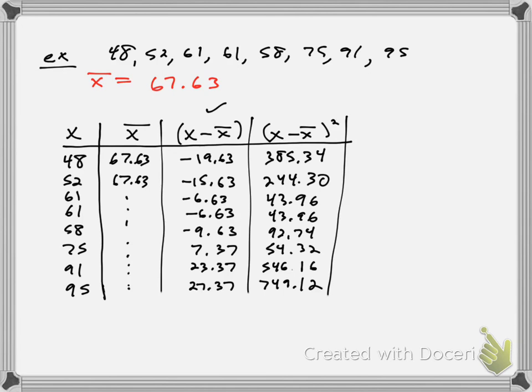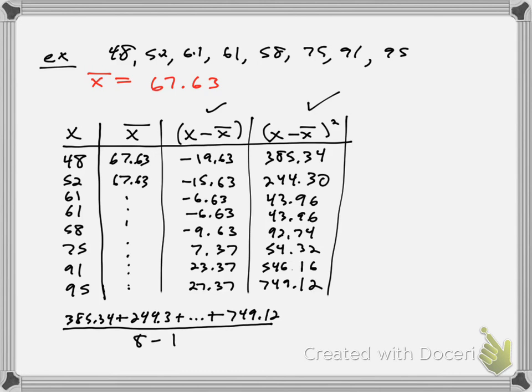Now what I've got to do is add all these up. So that'd be 385.34 plus 244.3 plus, I'm not going to write them all, 749.12, and I'm going to divide that by n minus 1. Well, there are 1, 2, 3, 4, 5, 6, 7, 8 of these, so it'd be 8 minus 1.